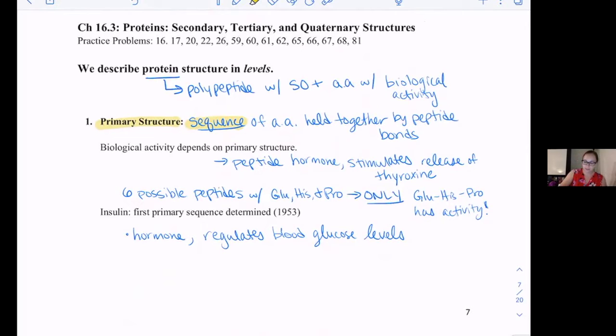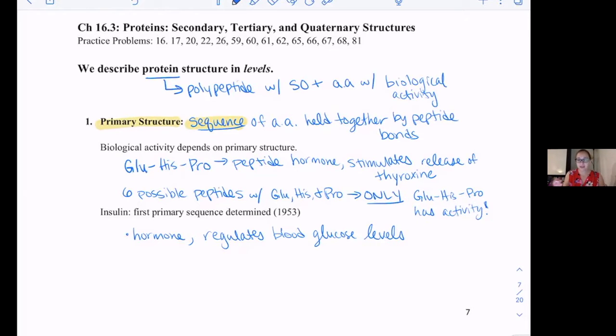So for example, glutamine, histidine, proline. This amino acid sequence in this order is a peptide hormone, and it stimulates the release of thyroxine. Thyroxine is a hormone produced and released from your thyroid, and it helps in regulation of your metabolism. It helps in your brain activity. There's a lot of different purposes for thyroxine. And this particular peptide is what signals your brain to release more of that hormone.